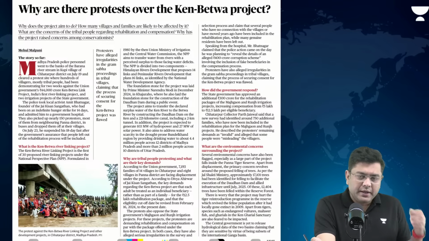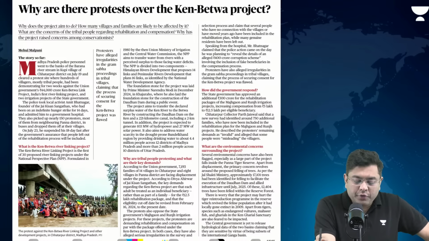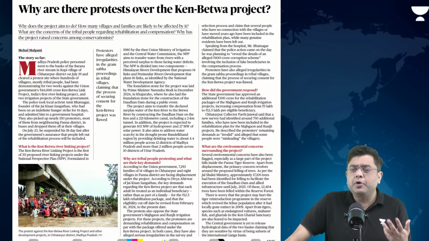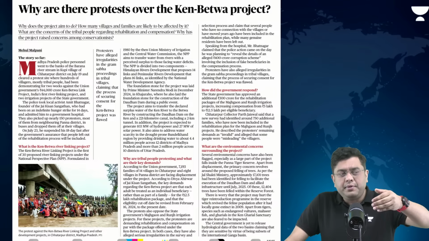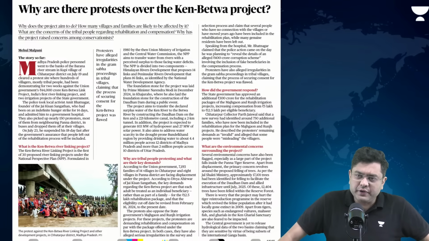Right now, why are there protests over the Ken-Betwa project? Ken-Betwa project, what is this? It is a part of the river interlinking project. And what is the river interlinking project? Transferring water from a river channel of excess to a river channel of deficiency.